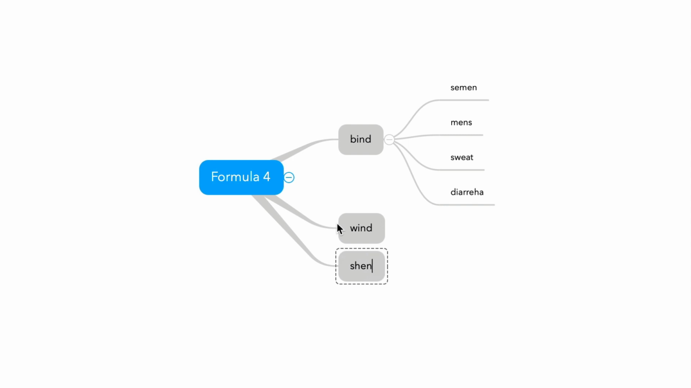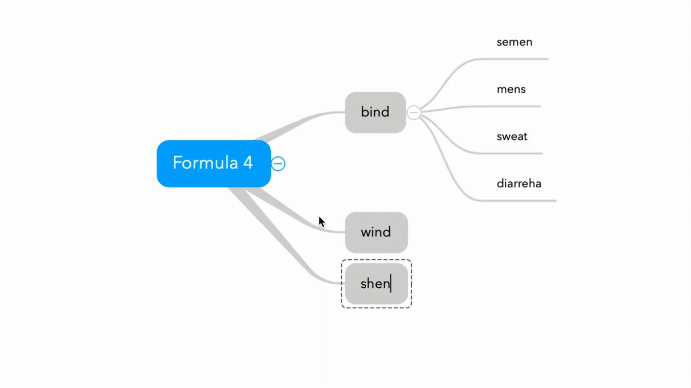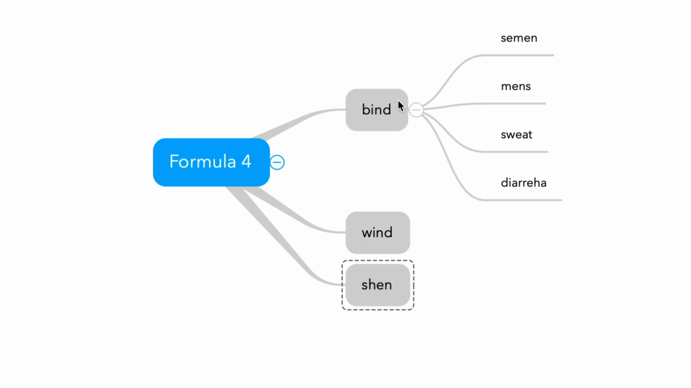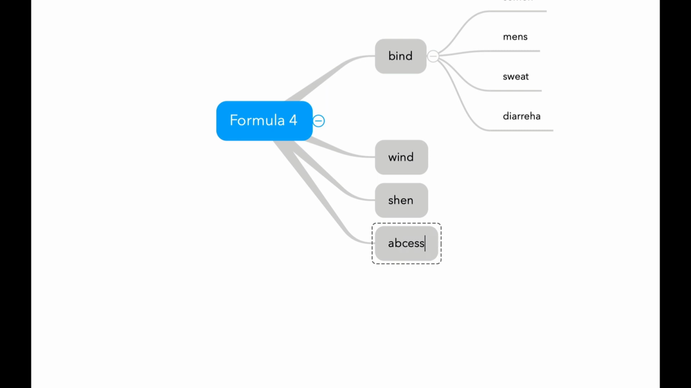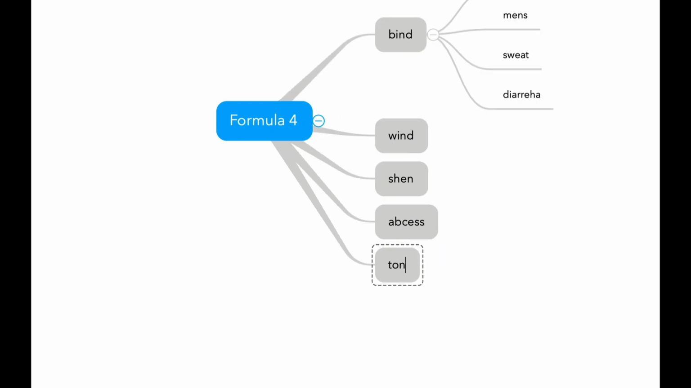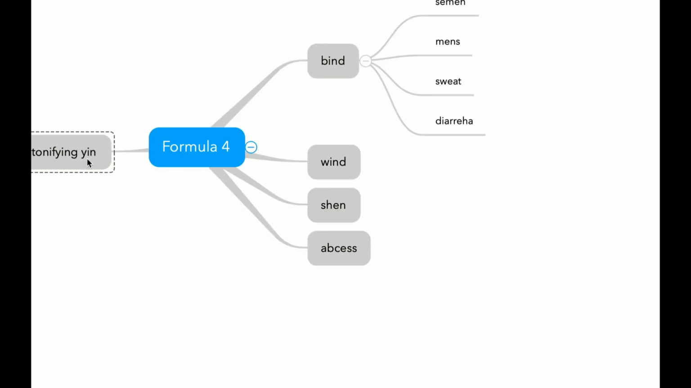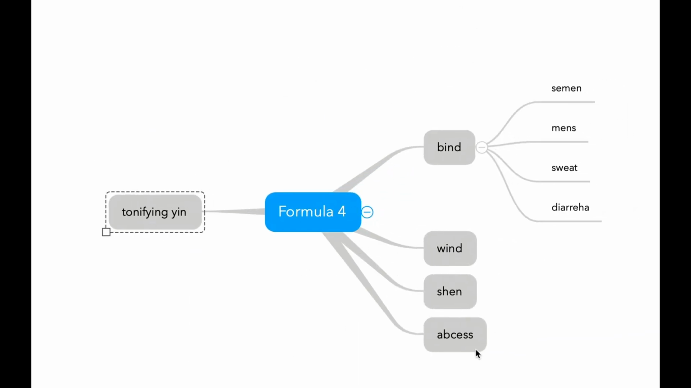Formula 4 category is kind of miscellaneous formulas. Bind and stabilize, and expelling wind, and calming Shen. Abscess. This is what we learned. Formula 4 class. Tonify in this one's supposed to be in Formula 3 classes. Tonifying formula is a little bit different from the rest of them. And let's see just one by one.